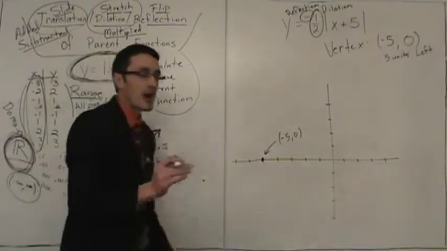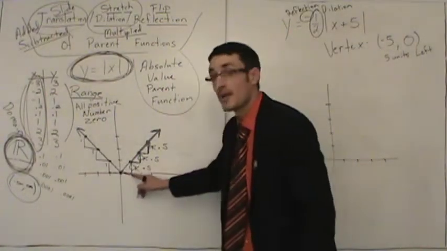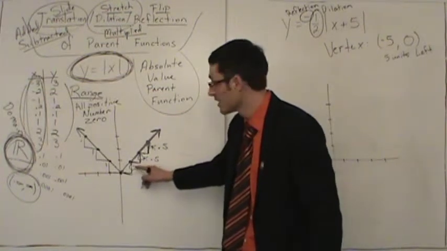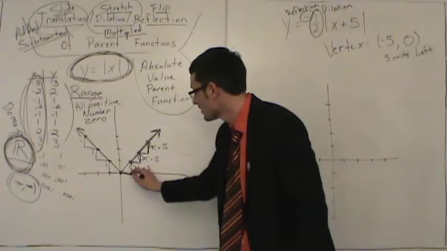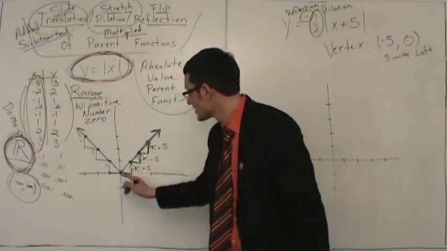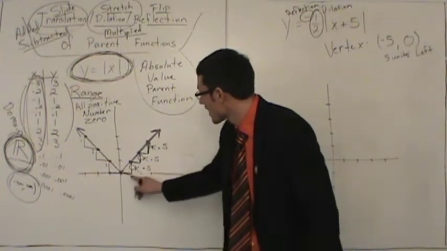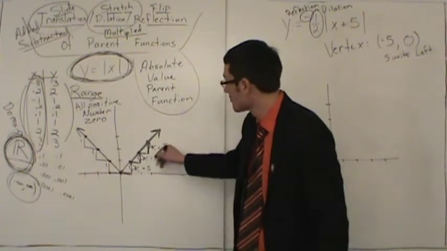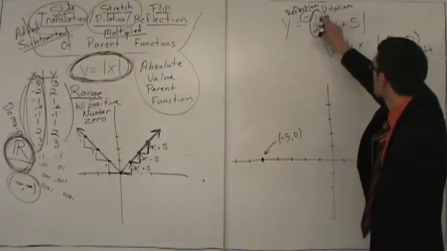So instead of going right 1, up 1, right 1, up 1, right 1, up 1, we're going to go right 1, up what? 1/2. Right 1, up 1/2. Right 1, up 1/2. Remember, you always go right 1. You always go left 1. The domain does not change, guys. What happens here? The vertical gets affected. So we go right 1, up 1/2, right 1, up 1/2, right 1, up 1/2.